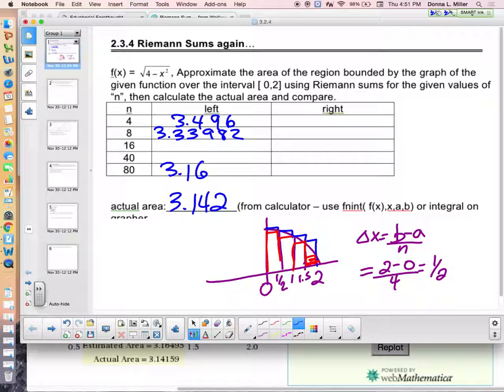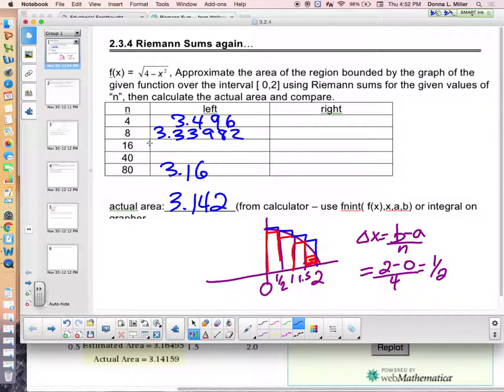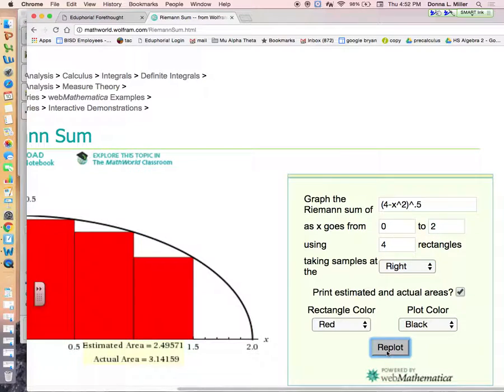Let's take a look at the right-hand sum. So I'm going to do the same thing I just did, but I'm going to draw the rectangles on the right-hand side. That's not good. There we go. All right, so I'm just going to do 4 rectangles, and we're going to go on the right-hand side. Replot. All right, you can see that those are actually under. There's no rectangle here because the height's 0. So the estimate was 2.496. I'm going to put that in my table.